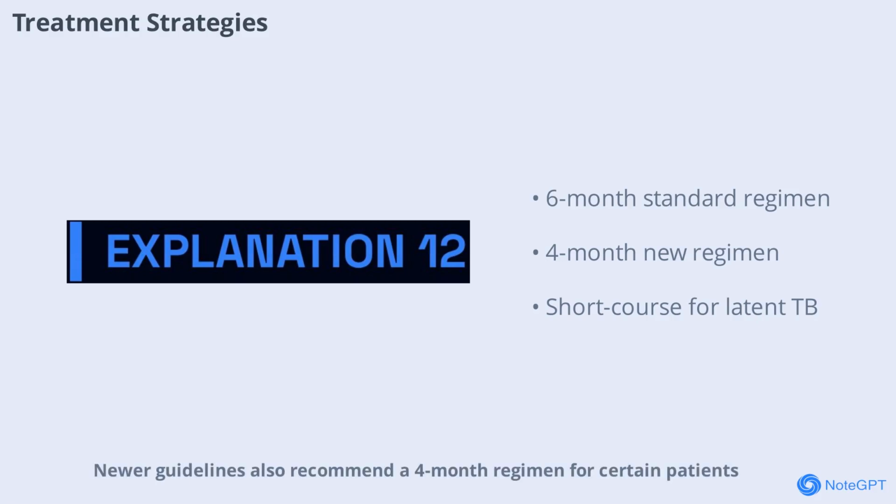Newer guidelines also recommend a 4-month regimen for certain patients, using isoniazid, rifapentine, pyrazinamide, and moxifloxacin, which offers equal efficacy and better adherence. For latent TB, short-course regimens like 3HP, once-weekly isoniazid and rifapentine for 3 months, and 1HP, daily for 1 month, are now preferred due to higher adherence. These evolving strategies reflect ongoing efforts to improve patient outcomes and reduce TB transmission.